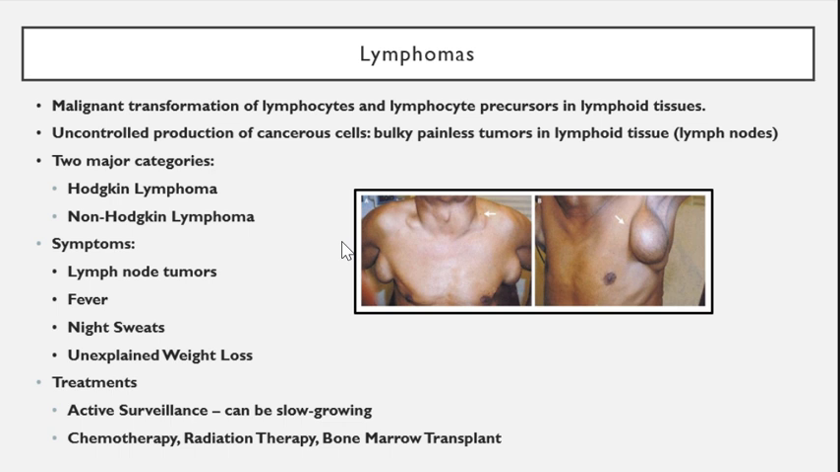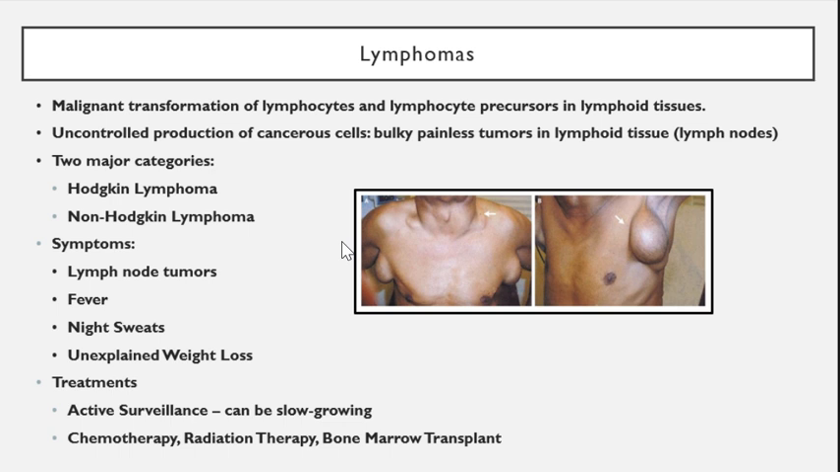So yeah, malignant transformed lymphocytes and lymphocyte precursors, bulky, painless tumors at your lymph nodes. And there's two major categories: Hodgkin's lymphomas and non-Hodgkin's lymphomas. So right, these are all lymphomas rather than leukemias. Leukemias are more like your liquid component. Lymphomas are more your solid component. So make sure you make those distinctions.